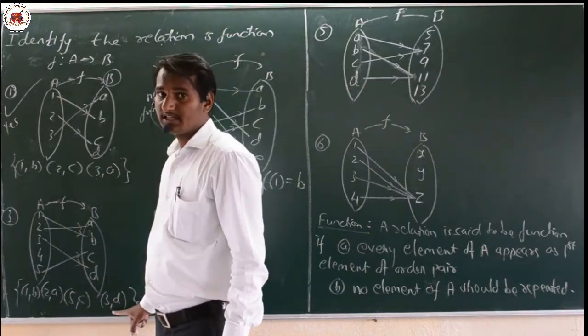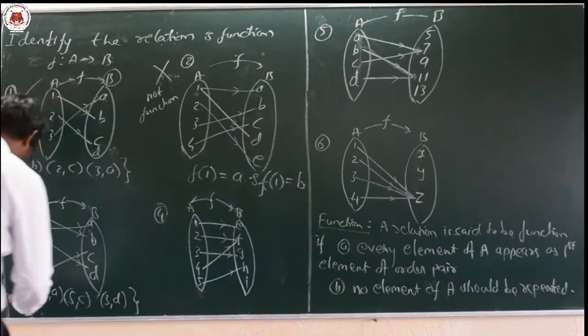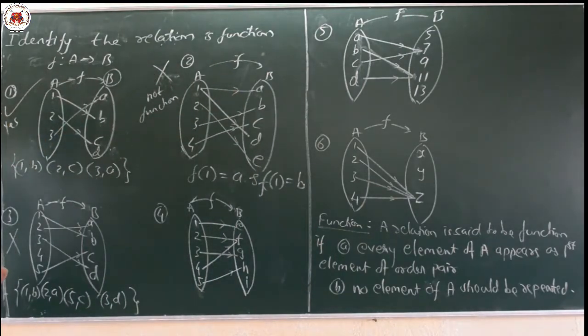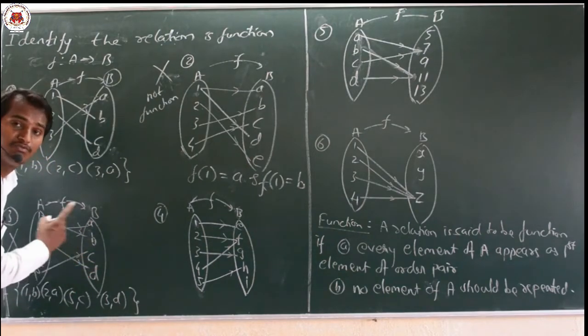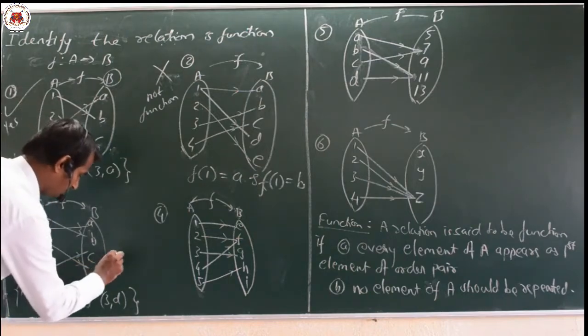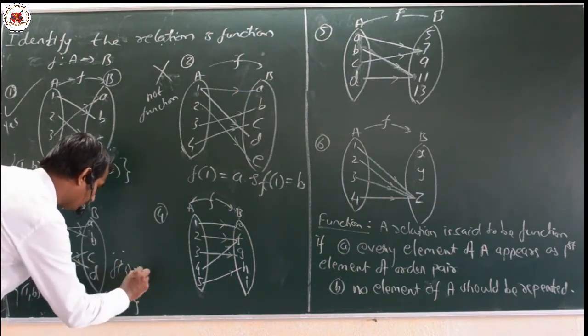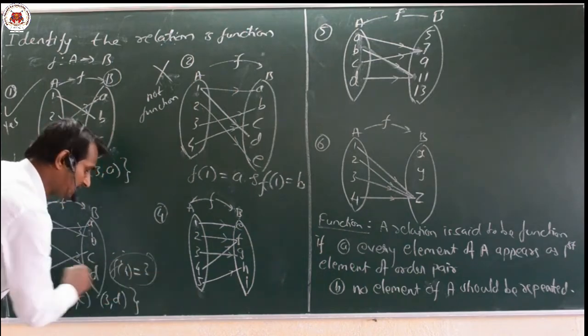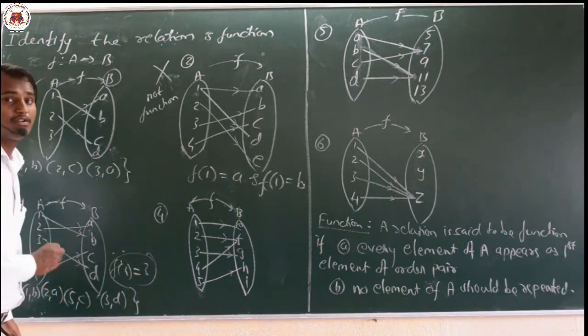Is it clear, friends? It is not a function. Why? Because we should have f of 4 equal to some value, and we don't have it. Therefore, it is not a function, because the f of 4 value is not there. We don't have that type of ordered pair.